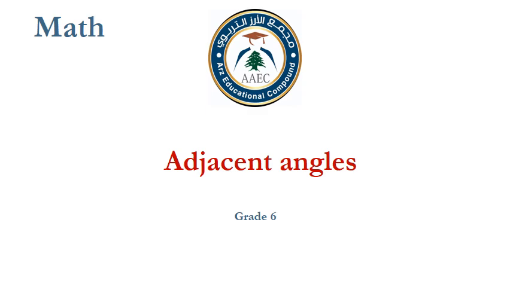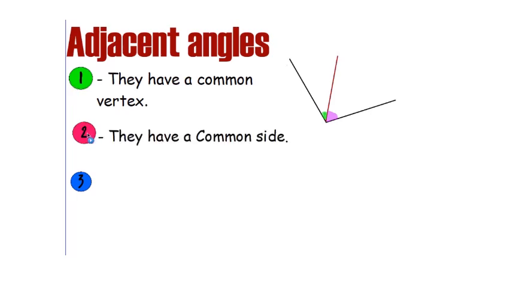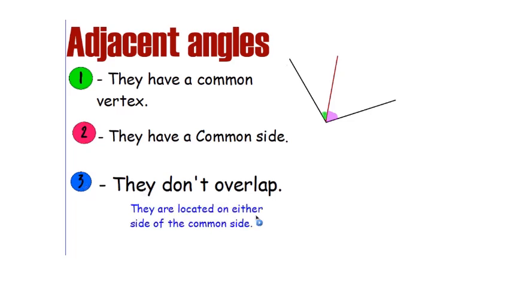Adjacent angles. Two angles are said to be adjacent if they have a common vertex, if they have a common side, and if they don't overlap. It means they are located on either side of the common side, one to the left and one to the right of the common side.